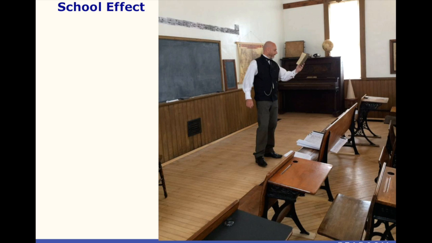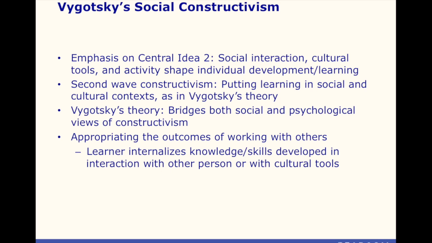Okay, that one's a little more complex than Vygotsky's idea of social control, which I'm a big fan of, or social constructivism. So the idea is that social interaction, cultural tools, and activities shape individuals' development and learning. Like I said before, learning is not just a formal endeavor. We learn from our parents, we learn from our siblings, we learn from friends. So it's the second wave of constructivism in which we're putting learning in social and cultural contexts.